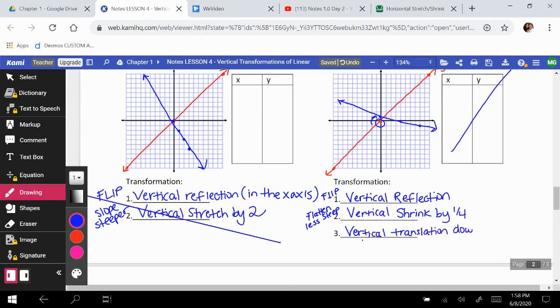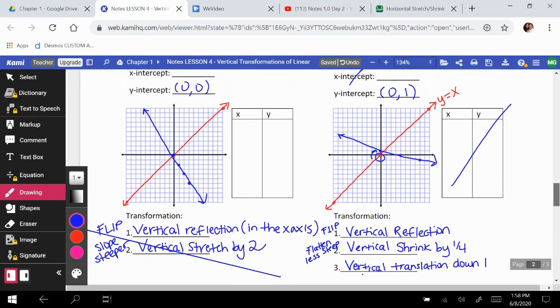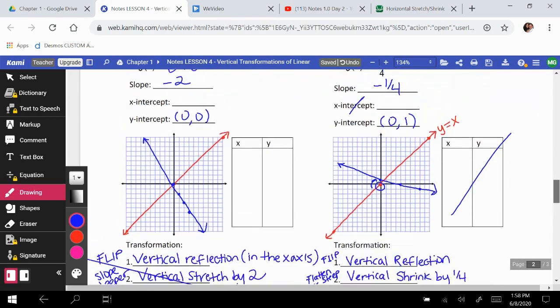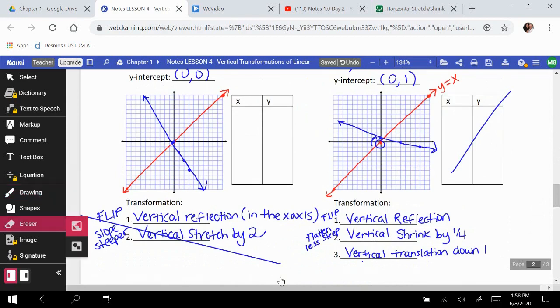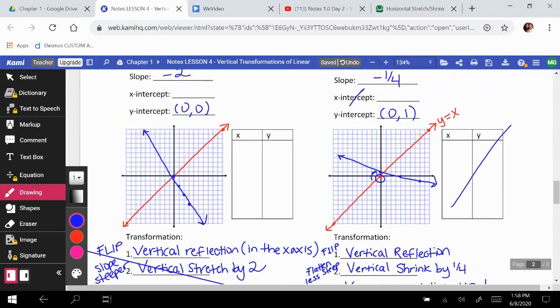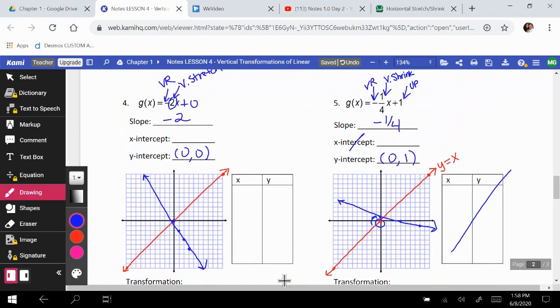Down 1. Okay. Oh, it wasn't down 1, it was up 1. Keeping you on your toes. All right, up 1. And again, that's because we had the +1 in the formula.